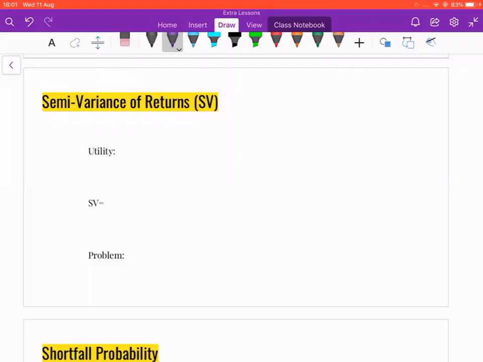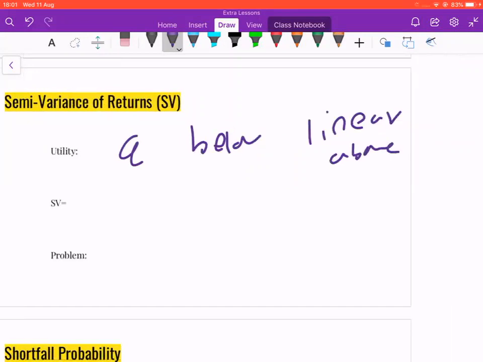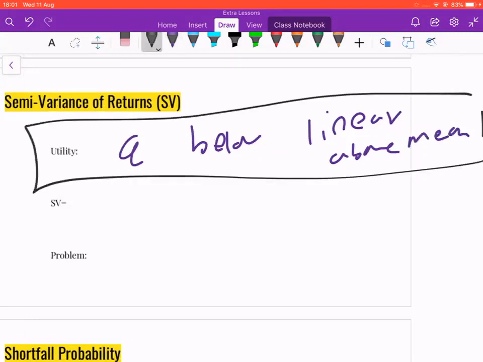So if they ask you about utility, then the utility is going to be quadratic below the mean, and then it's going to be linear above the mean. I'm not going to speak much on this, but if they do, you can just write it this way.